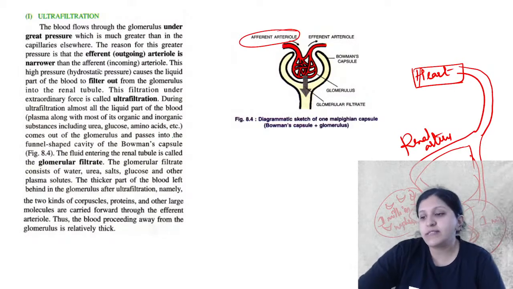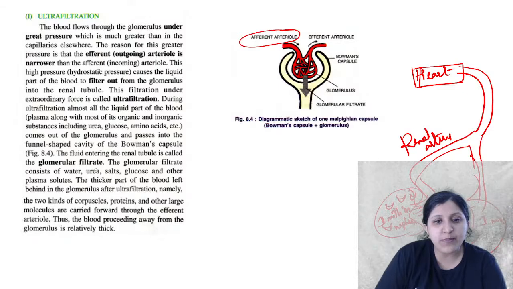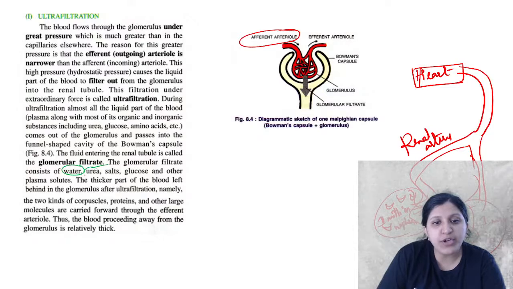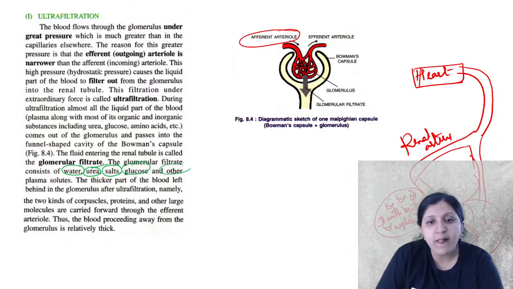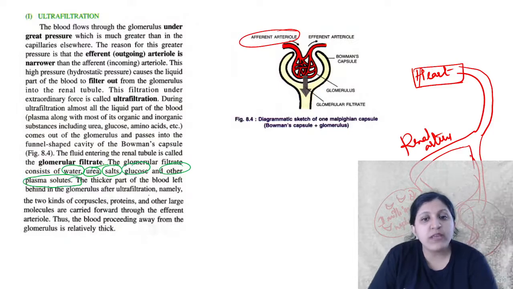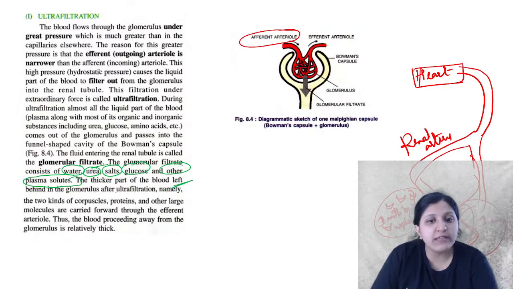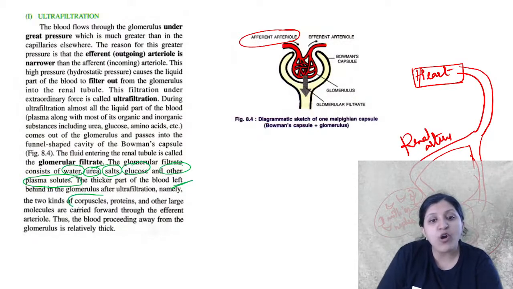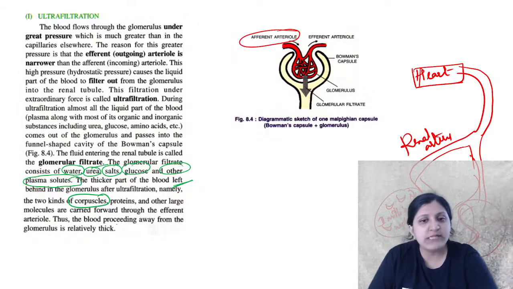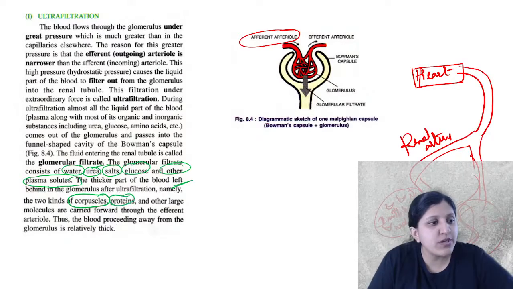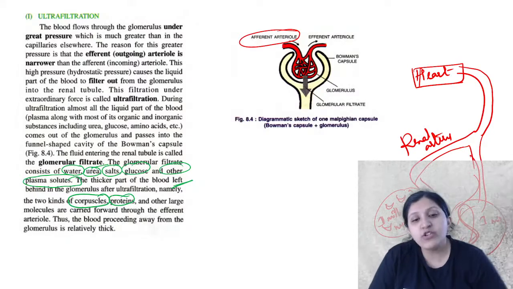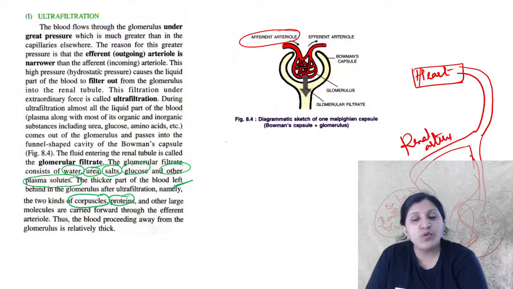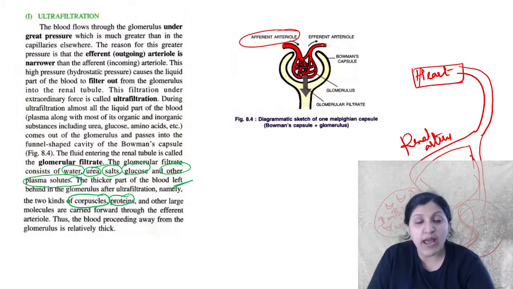Now this is the same thing we discussed. We discussed the formation of glomerular filtrate, which consists of water, urea, salts, glucose, and other plasma solutes. The thicker part of the blood is left behind in the glomerulus after ultrafiltration. There can be corpuscles, that is RBC, and WBC will be there. There are certain proteins and large molecules, basically larger proteins only, which are carried by the efferent arteriole, and it is thicker.